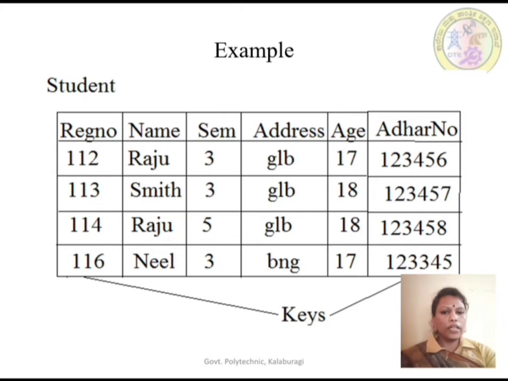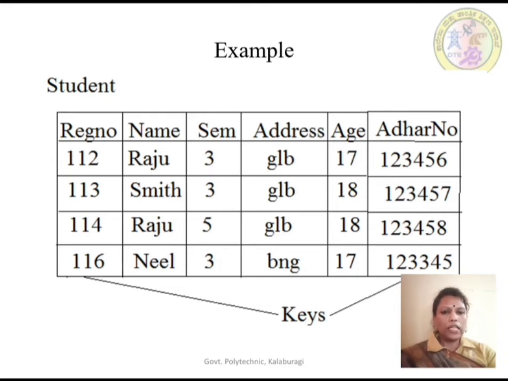And also I cannot use SEM because three students are having the same SEM 3. If I use SEM to identify any record, I'll get three records. But I need one record to identify something. So SEM is also not a key. Name is also not a key because two students are having the same name, Raju. So that's why the unique numbers, the register numbers, are not repeating. So that's why register number is a key. And Aadhaar number is also not repeating. That's why Aadhaar number is also a key.